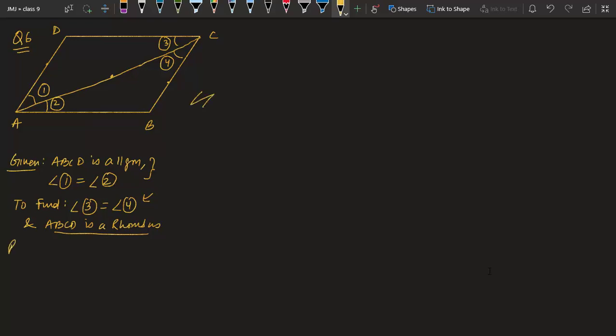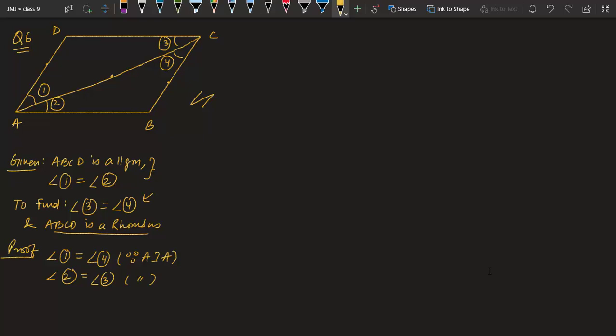So let us write that proof. First thing that I am observing is angle 1 is equal to angle 4. Why? Because alternate interior angles. Similarly, I can say angle 2 is equal to angle 3. Same reason. They are also alternate interior angles because AB is parallel to CD.